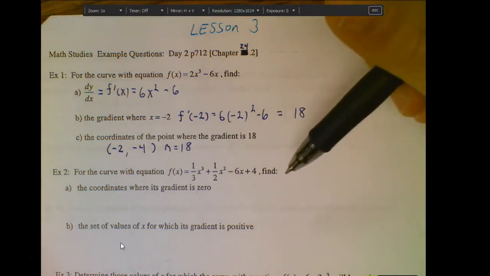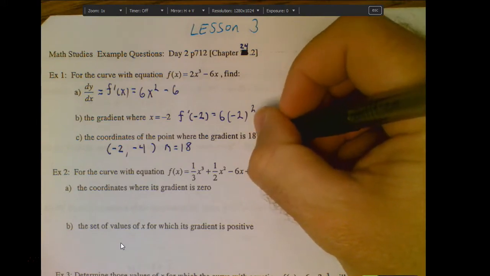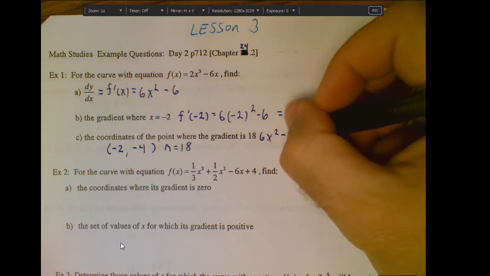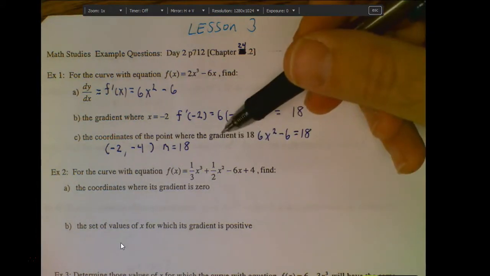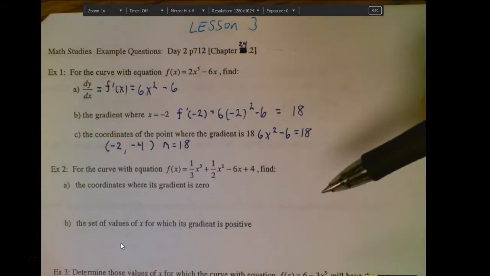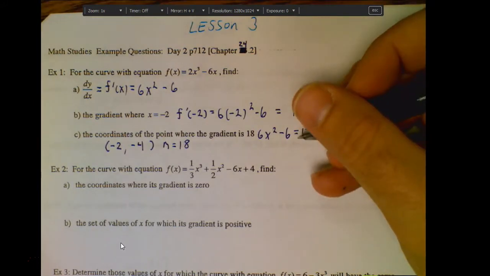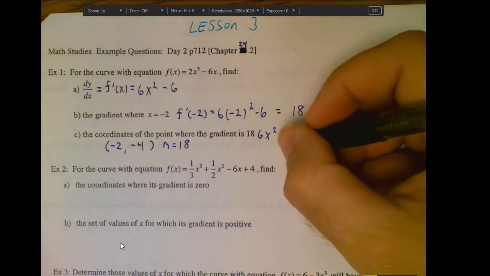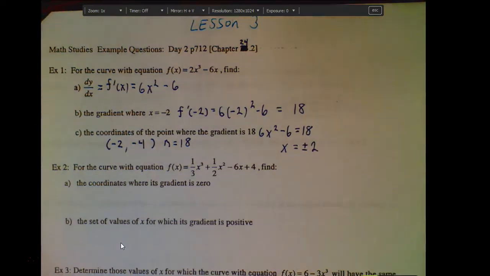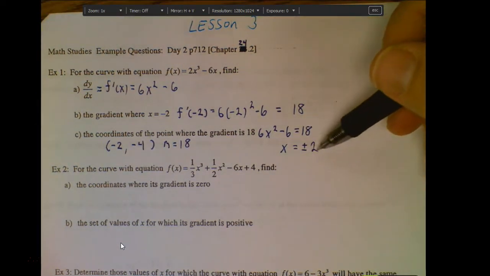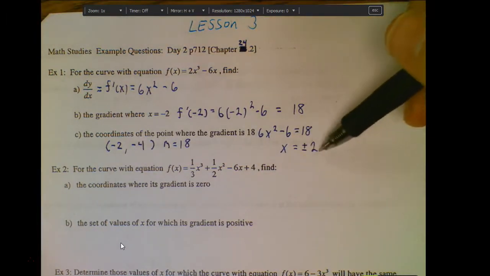So I'm going to check and see if I take my derivative and set it equal to 18, since my gradient is 18. Remember, that's like saying the derivative is 18. If I were to solve this for x, so add your 6, divide by 6, square root both sides, well, what are you going to get on that? You're going to get a plus or minus 2. So there is another point. We already know the negative 2 point is this one. So what about the positive 2?